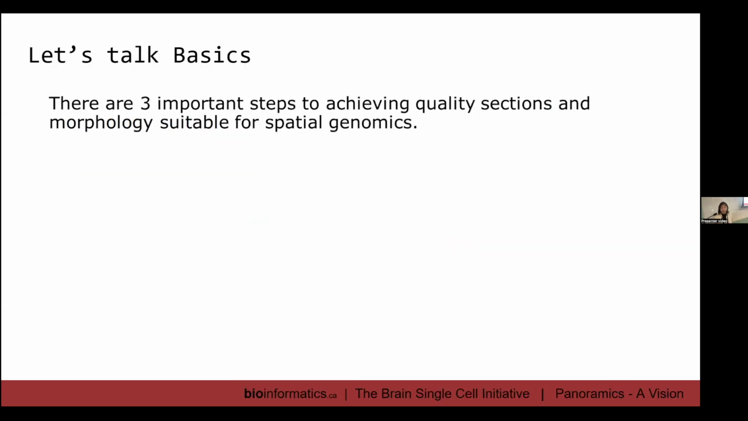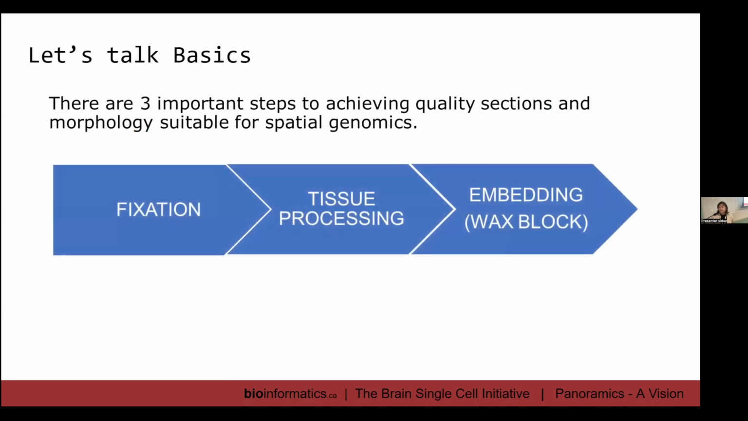So let's talk about the basics. So there's only 3 steps actually in achieving a paraffin block. And it sounds simple, but it's actually quite laborious. You're going to be fixing the tissue. You're going to tissue process the tissue, and then you're going to embed it in a wax block ready for sectioning. Each one of these processes actually take about a day or so.